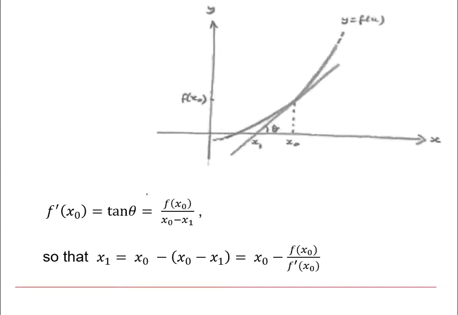So we can see that x1 can be written as x0 and then subtract that amount there, so we're taking off that amount to get from x0 to x1. From the formula we've just established, rearranging that relation, x0 minus x1 gives us f of x0 divided by f dash of x0, and this is the Newton-Raphson formula.